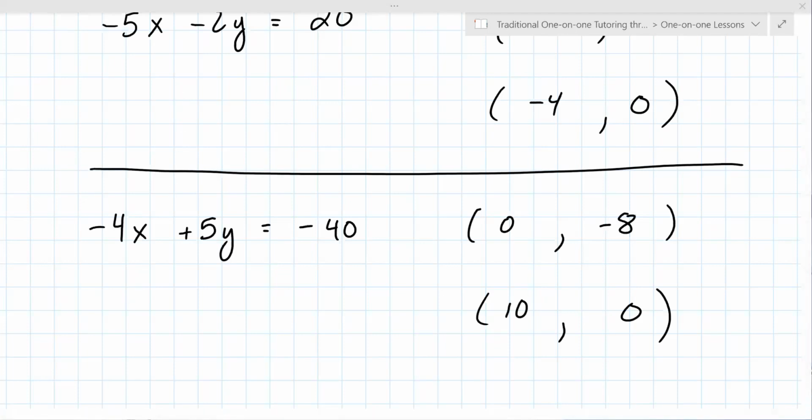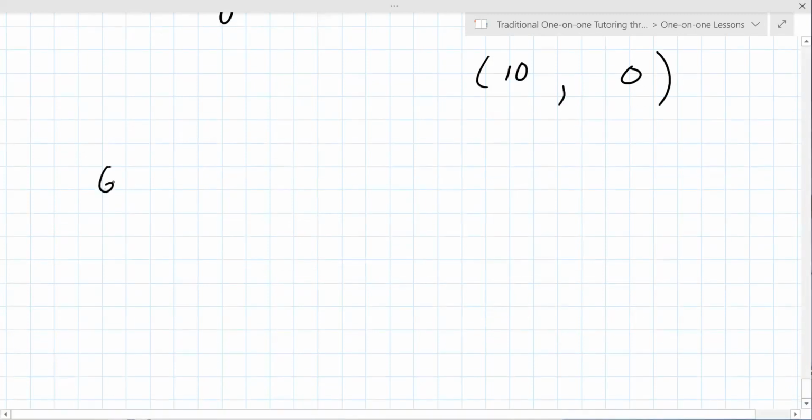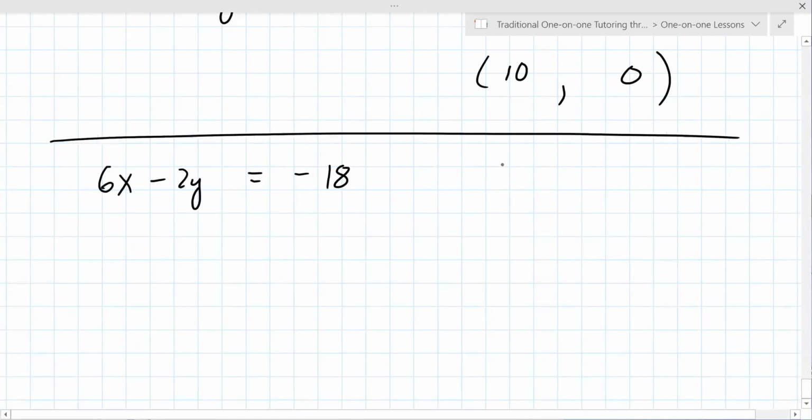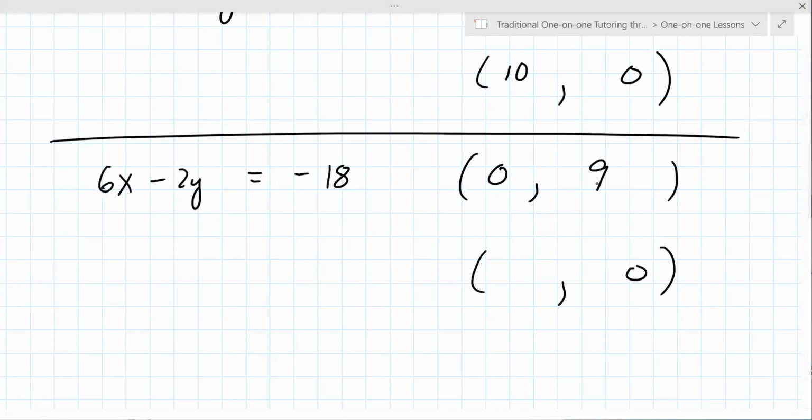Let's do one more. 6x minus 2y equals negative 18. -18 divided by -2 is positive 9. You have to say it as an ordered pair: (0, 9). Yeah. And then -18 divided by 6 is -3. (-3, 0). Good.